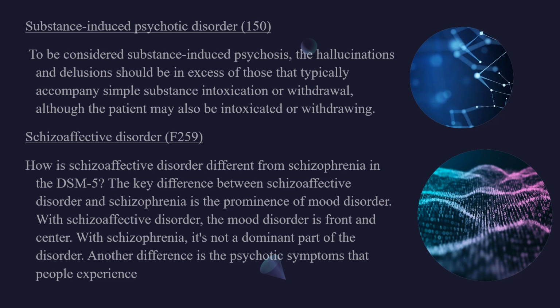The second possible differential diagnosis is schizoaffective disorder. How is schizoaffective disorder different from schizophrenia in the DSM-5? That's a good question. The key difference between schizoaffective disorder and schizophrenia is the prominence of a mood disorder. With schizoaffective disorder, that mood disorder is front and center. With schizophrenia, it's not. In this patient's case, there's no known mood disorder.